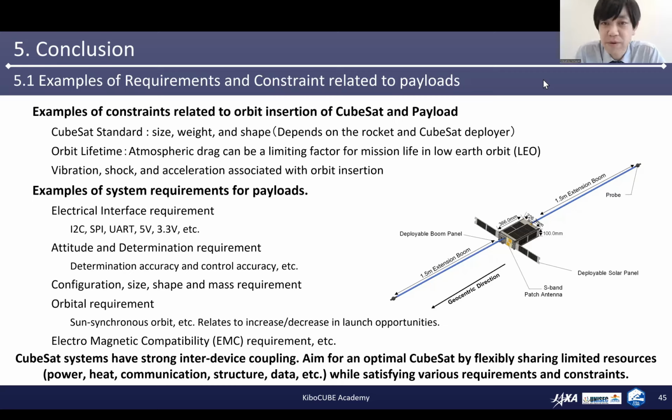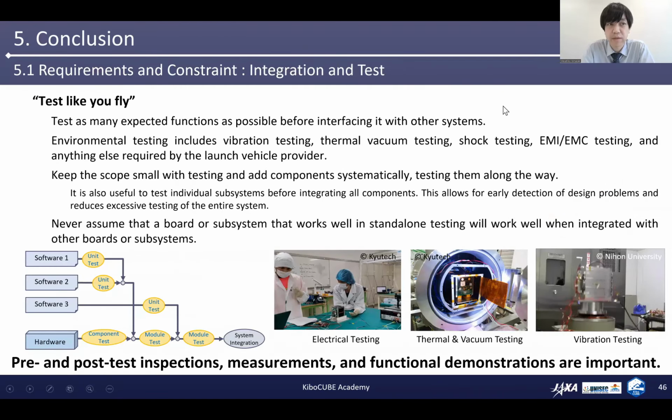CubeSat systems have strong inter-device coupling. Aim for an optimal CubeSat by flexible sharing of limited resources, such as power, heat, communication, structure, data, etc., while satisfying various requirements and constraints. As explained so far, the payload on a CubeSat is closely interrelated with other subsystems.